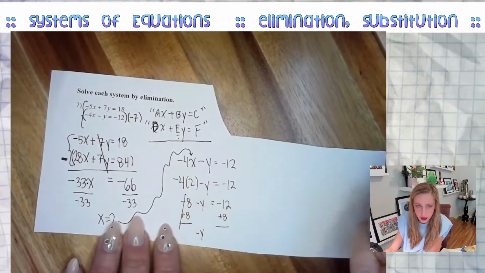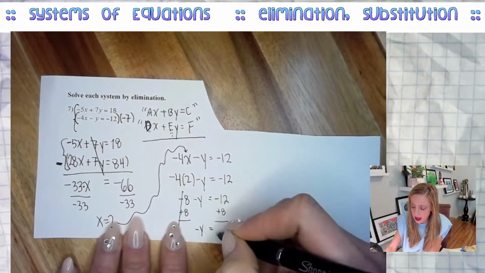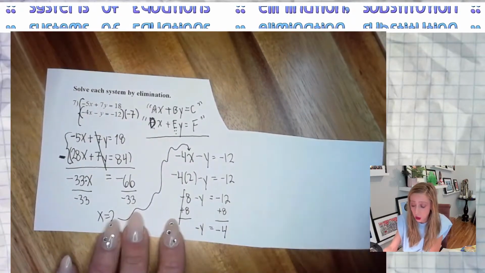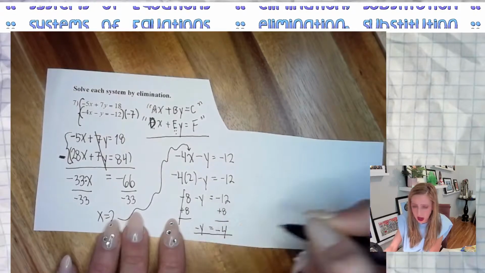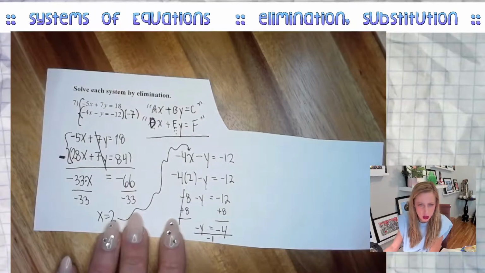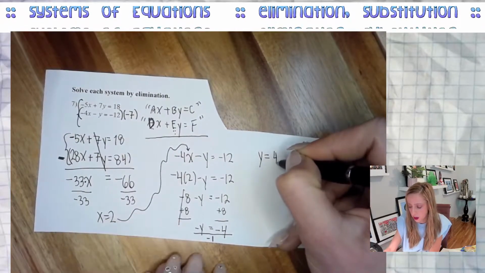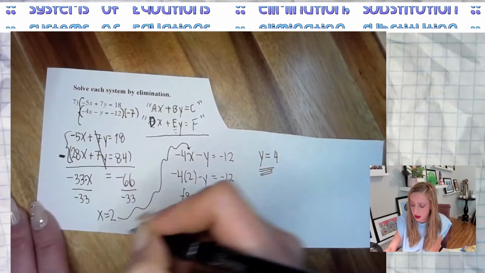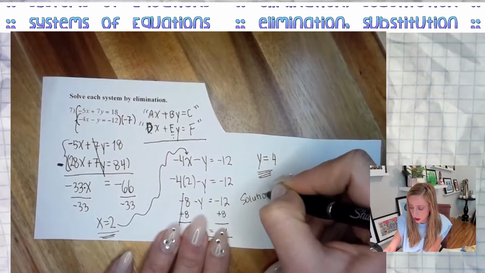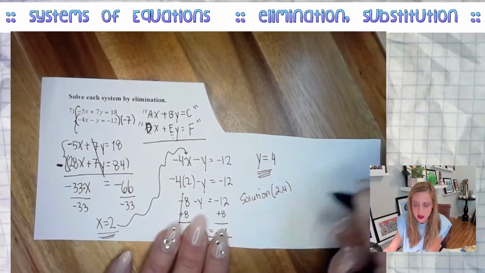Don't lose the negative in front of that y. Negative y equals negative 12 plus 8, which is negative 4. But I need a positive y. I need to know what y equals. So I'm just going to do the last step over here. I'm going to divide by negative 1. Sorry, it's a little squeezed in that spot there. And I get y is equal to positive 4. So now I have y equals 4 and x equals 2. So what's my solution? My answer, write it as an ordered pair, (2, 4) in parentheses.